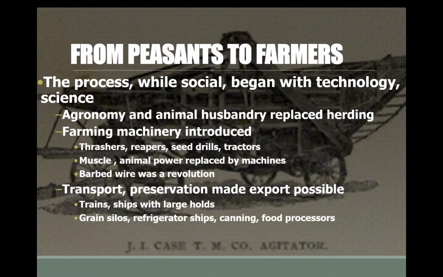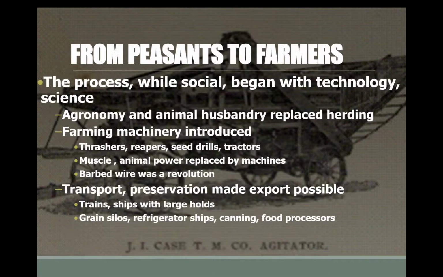We're going to start to have more machinery instead of just muscle and animal power. Barbed wire is going to lead to enclosure. This is also going to be the time of the transportation revolution. There's going to be new types of transportation during this time. You have trains, new types of ships, like steamships.